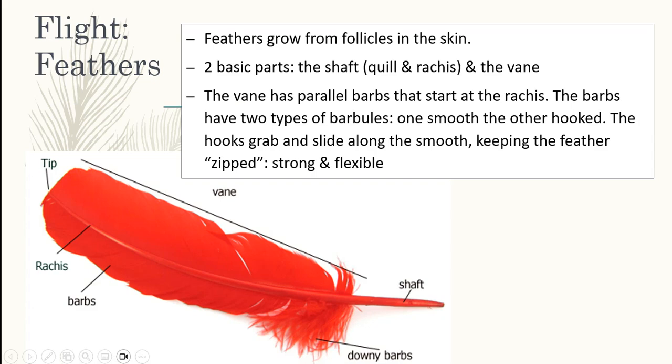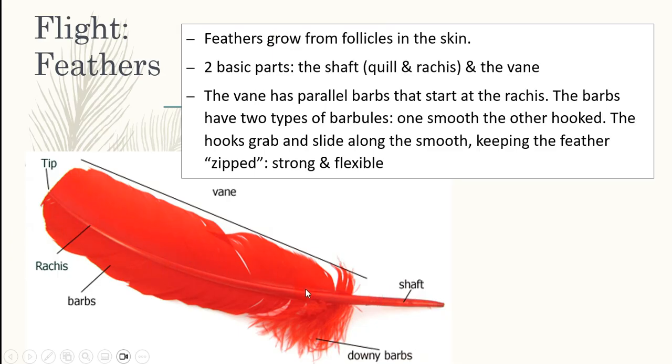All right, feathers. When we talk about flight, when a lot of the birds we're learning about do indeed fly, when we talk about those, the feathers become important, as you can probably imagine. So feathers are growing from follicles in the skin like hair. So you could think of them as specialized hair. They have two basic parts, the shaft and the vein. So the vein is the shaft here. It's coming up like this.